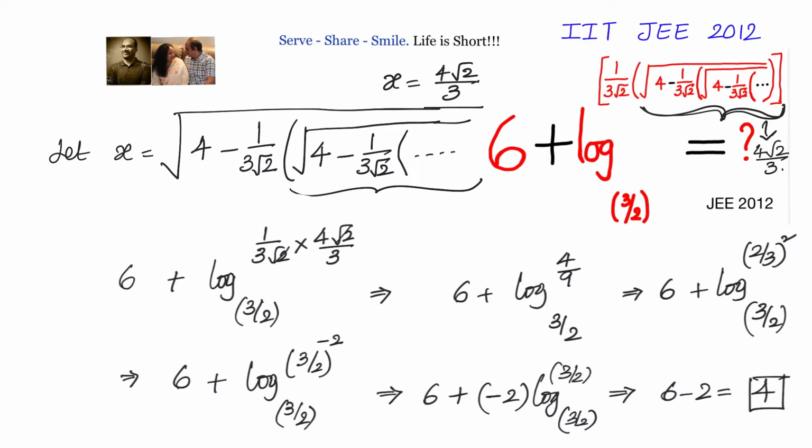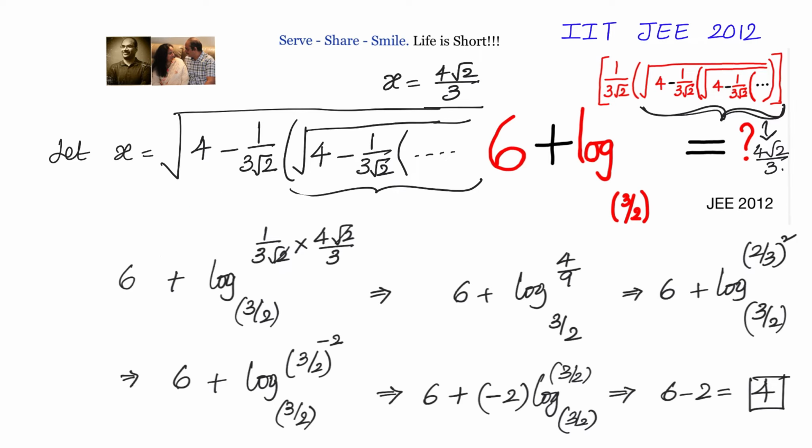Let's have a recap of this. We have been asked to find out the value of 6 plus logarithm of 1 by 3 root 2 into square root of 4 minus 1 by 3 root 2 multiplied again with the square root of 4 minus 1 by 3 root 2, again multiplied like that forever, infinite times. Now in this type of problems where you have something repeating infinite times, we will take it as x and see the part which is repeating. If I remove 4 minus 1 by 3 root 2 also, the remaining part will satisfy the definition of x. So I can write x equals square root of 4 minus 1 by 3 root 2 into x. Now we squared it on both sides.